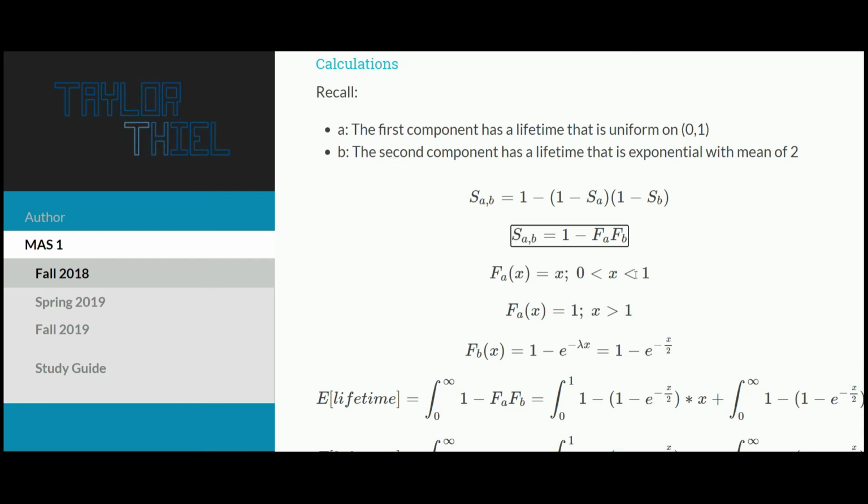And the probability of failure is just the CDF. So F works both ways, as the CDF as well as the failure. So first off, we have our uniform distribution. The CDF for uniform 0 to 1 is just going to be x, right? The CDF at 0 is going to be 0. The CDF at 1 is going to be 1.